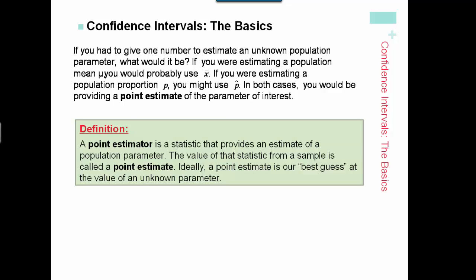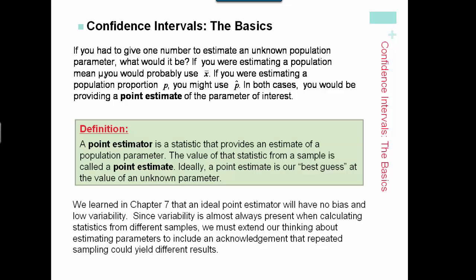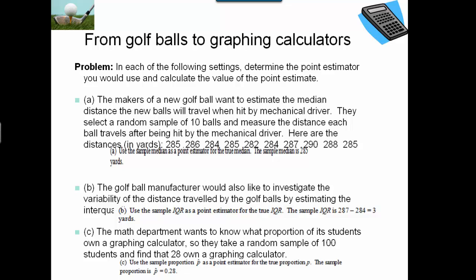Ideally, a point estimate is our best guess at the value of an unknown parameter. We learned in Chapter 7 that an ideal point estimator will have no bias and low variability. Since variability is almost always present when calculating statistics from different samples, we must extend our thinking about estimating parameters to include an acknowledgement that repeated sampling could yield different results. In each of the following settings, we determine the point estimator that we would use to calculate the value of the point estimate.